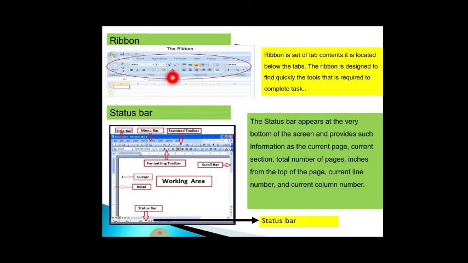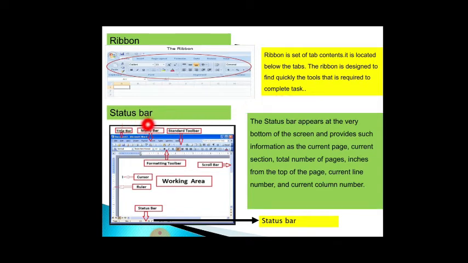So next, what is a ribbon? Ribbon is a set of tab contents. It's located below the tabs. So all these tabs will form a ribbon. Each tab has some commands, and all of this, including commands and tabs, forms a ribbon. The ribbon is designed to help you quickly find the tools required to complete a task.